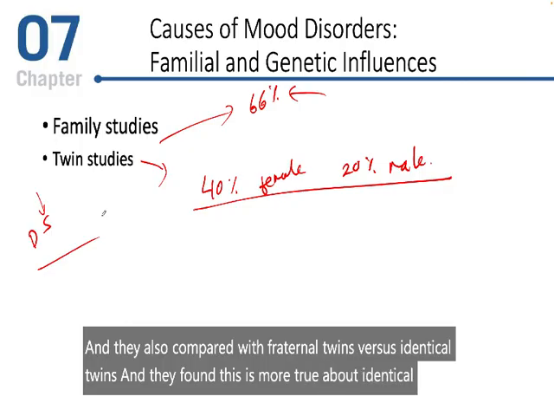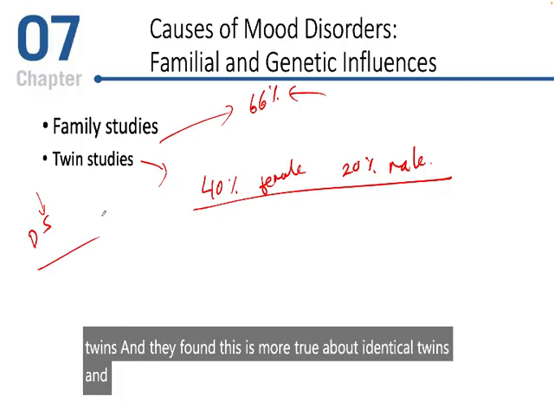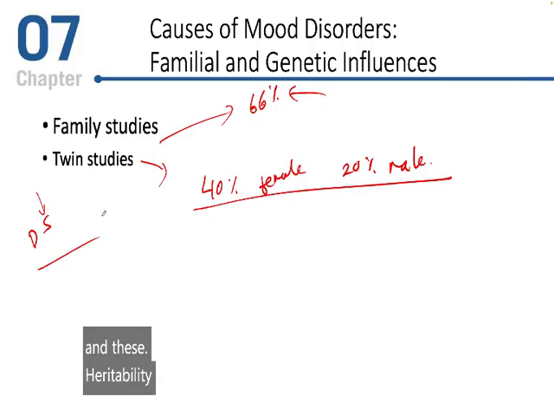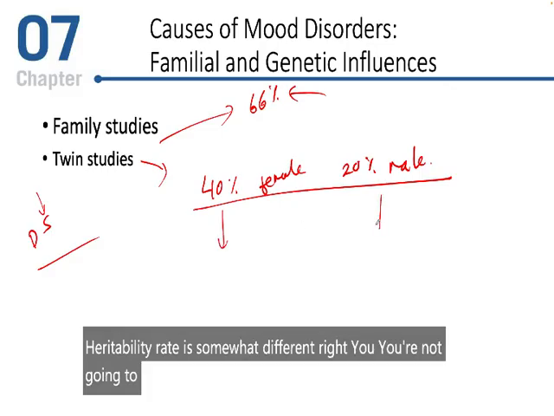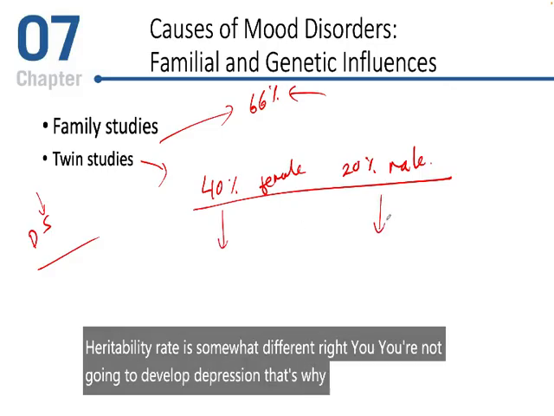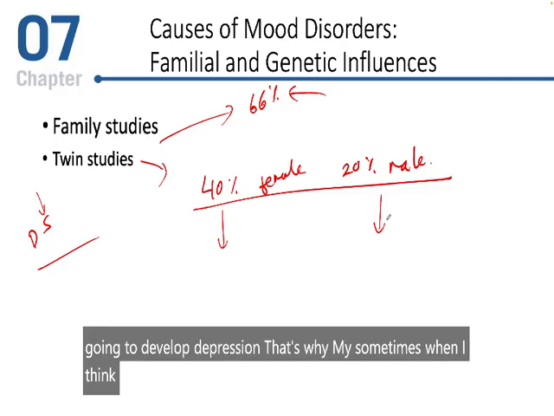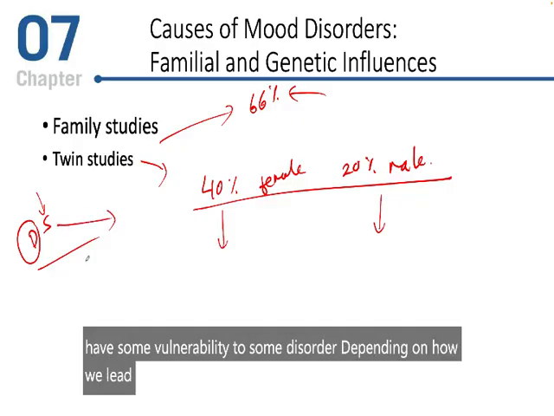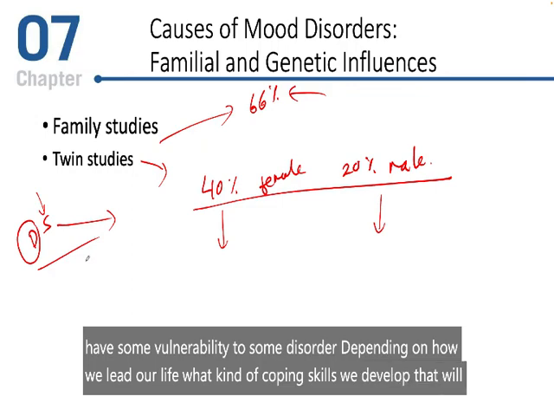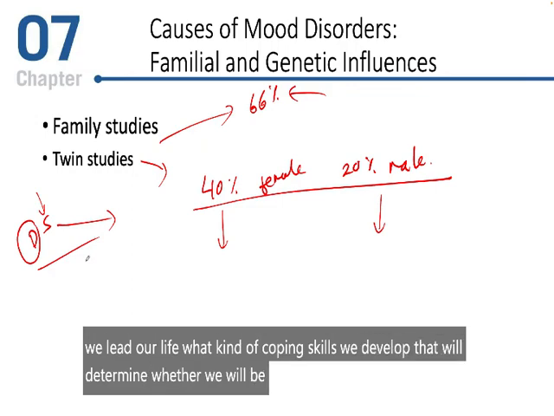And this heritability rate is somewhat different, right? You're not necessarily going to develop depression. That's why sometimes when I think of mood disorders or any psychological disorder, we all have some vulnerability to some disorder. Depending on how we lead our life, what kind of coping skills we develop, that will determine whether we will be suffering from one of those conditions.